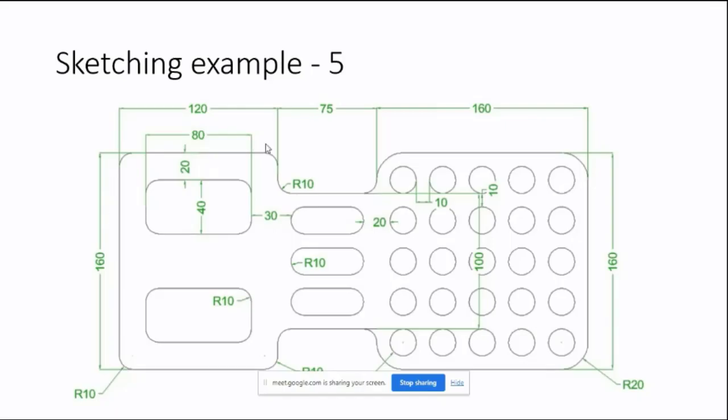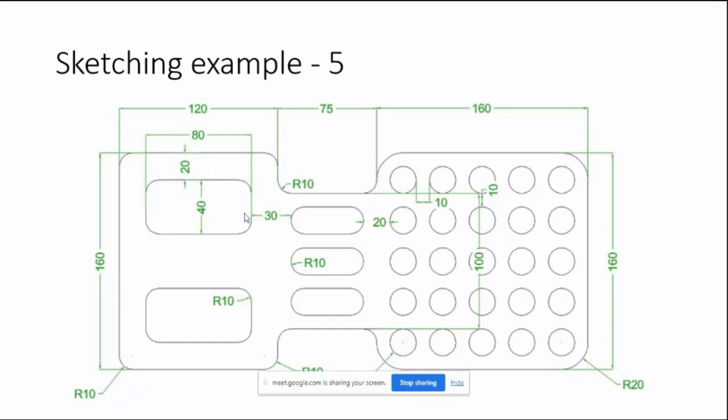So this one, you can do it by using the line command for the outer boundary. We try to do it with a line command. After creating the boundary, we can apply the fillet on these corners. So you try to apply the fillet, and once you apply the fillet, you will get the boundary.